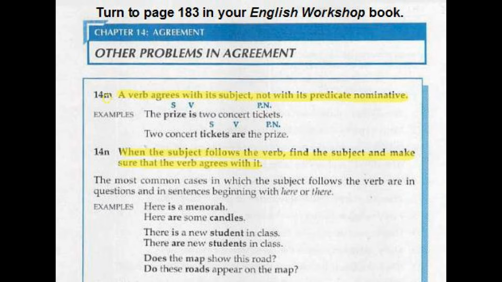The most common cases in which the subject follows the verb or the predicate are in questions and in sentences beginning with here or there. Let's look at a few examples. Here is a menorah. In other words, the menorah is here, if you're going to invert that. Here's another example. Here are some candles. The candles are here, okay? Or, some candles are here. The next one, there is a new student in class. Okay, there are new students in class.